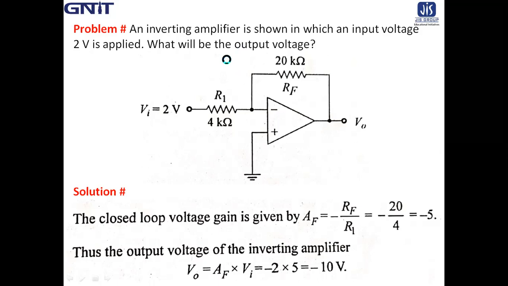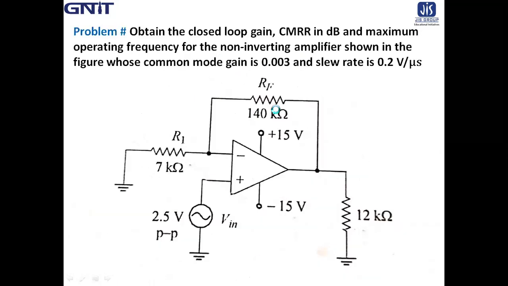Now, move for another problem. It is a very interesting problem. Obtain the closed loop gain, CMRR in dB and maximum operating frequency for the non-inverting amplifier shown in the figure, whose common mode gain is 0.003 and slew rate is given, that is 0.2 volt per microsecond. So you have to determine.